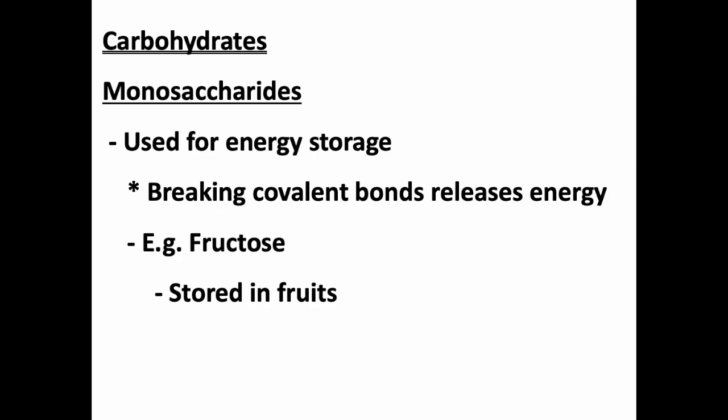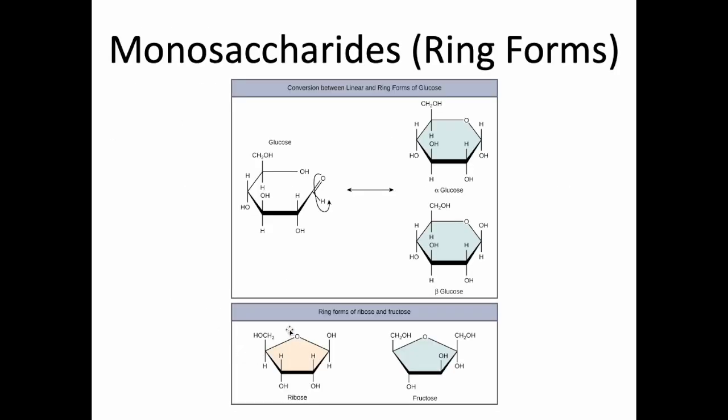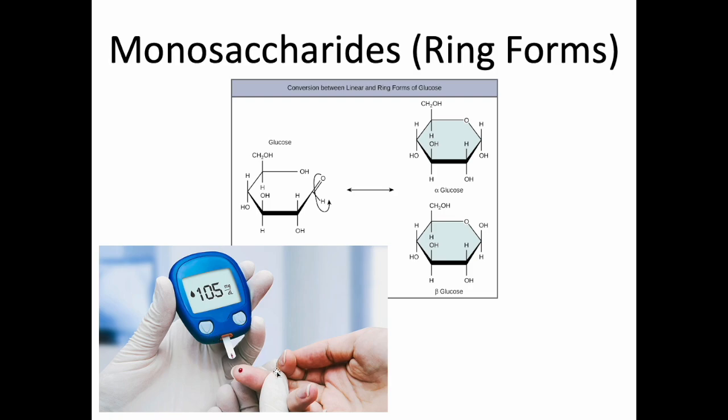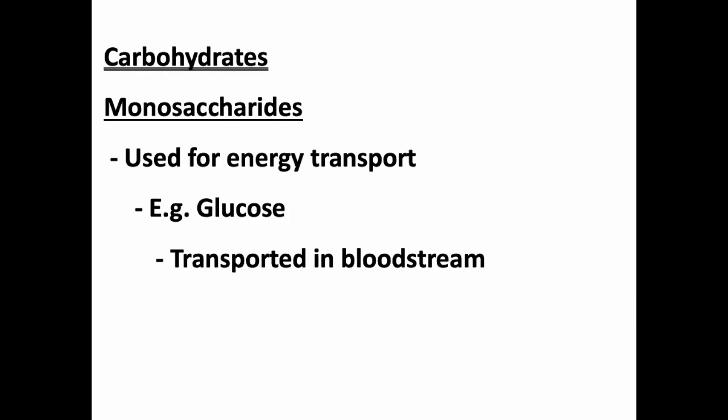There's another function that monosaccharides can have other than just storing energy. Because these things are relatively small, at least compared to the other carbohydrates we will talk about, they can move around fairly easily. Monosaccharides can also be used for energy transport. A good example of this in animals is the sugar glucose. This is transported in the bloodstream. Yep, there's a glucose test monitor monitoring the amount of glucose in the bloodstream. But we have glucose floating around in our bloodstream in order to supply all the different tissues of the body with the energy that they need. So this is an example of energy transport, glucose in the bloodstream.